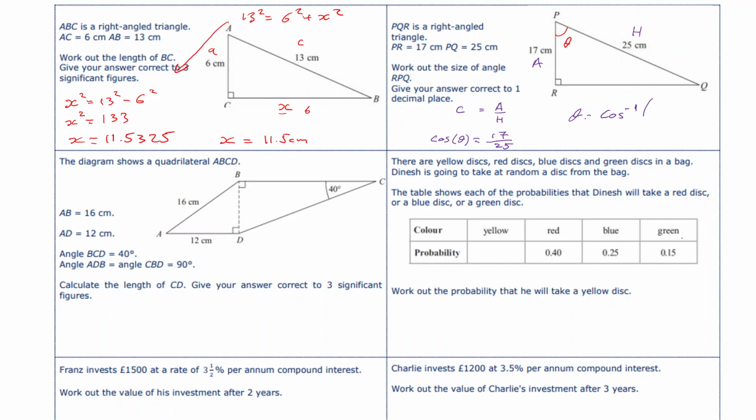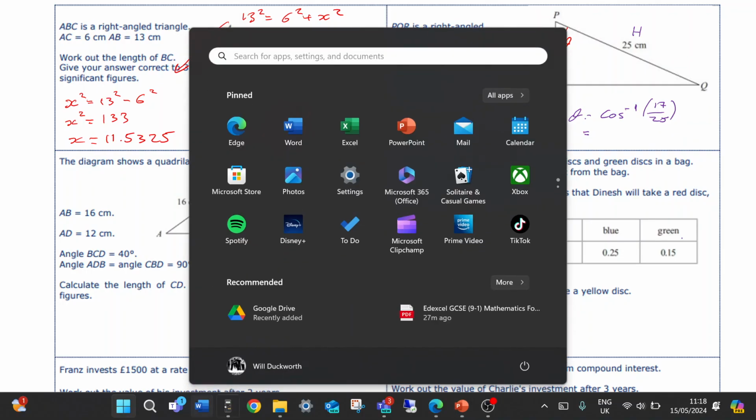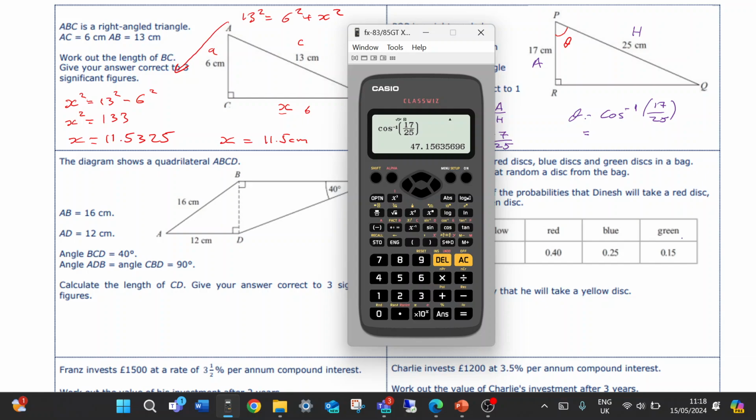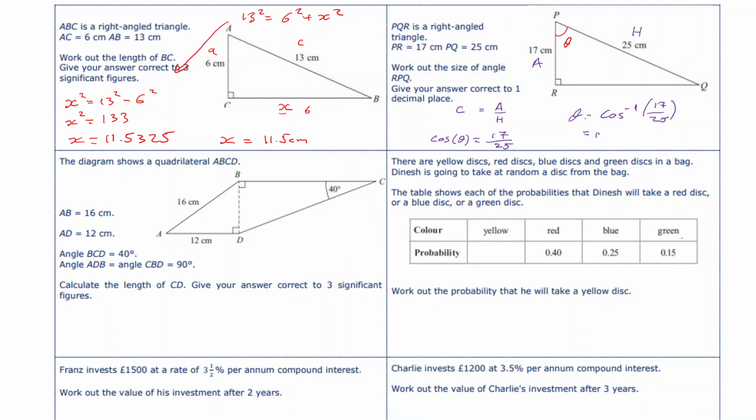So cos to the minus 1 of 17 over 25, which is going to be equal to, and then I've got it on my calculator, 47. So to 1 decimal place, that's going to be 47.2 degrees.